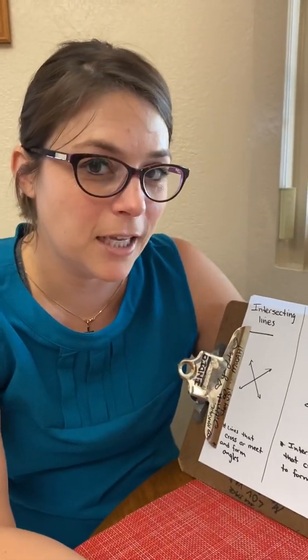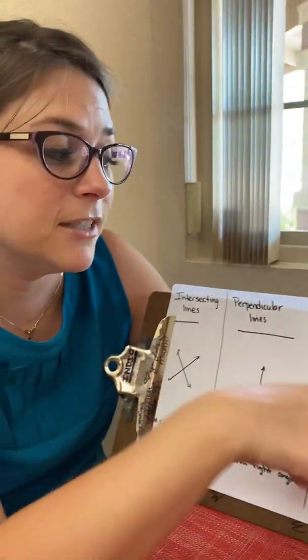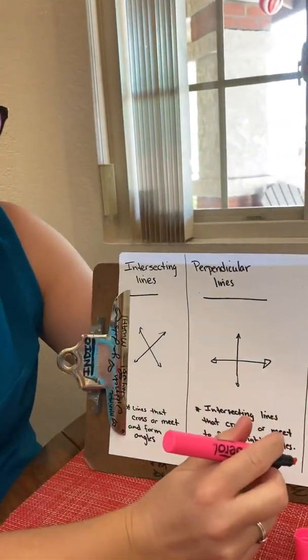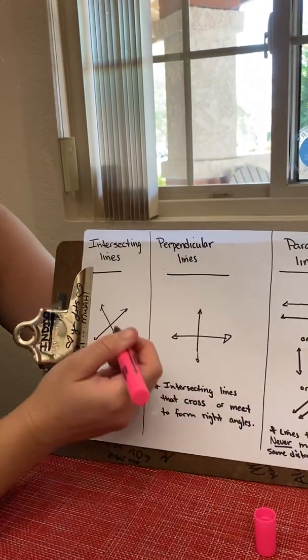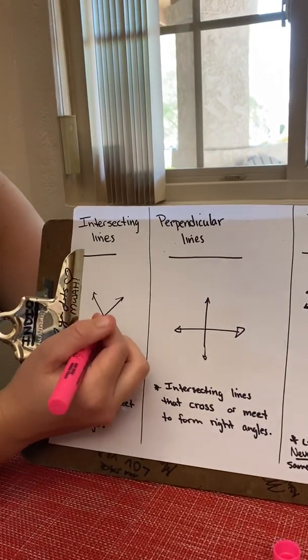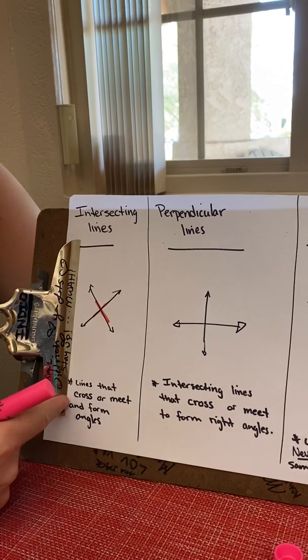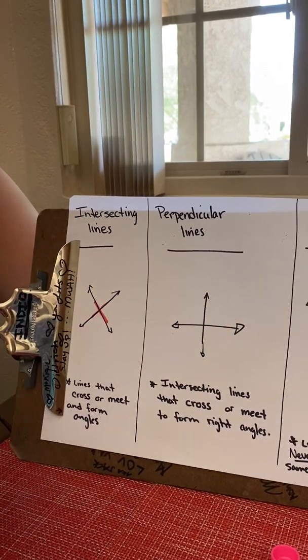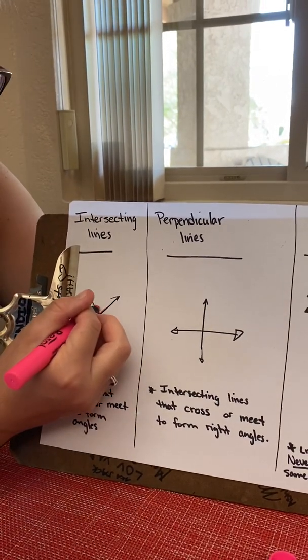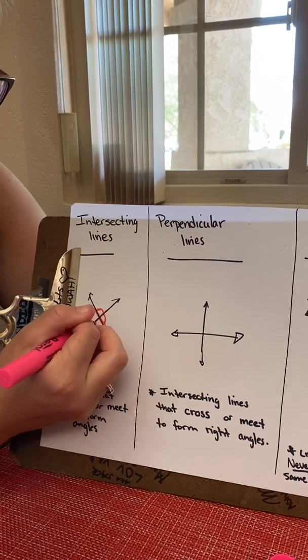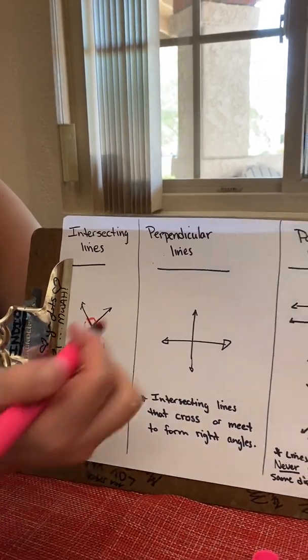So first, I'm going to begin with talking about the three different types of lines that we're going to be learning about. The first is intersecting. And if you notice, an intersecting line means that they are lines that cross each other and they form an angle. These are called angles. So they form an angle. That's what an intersecting line is.